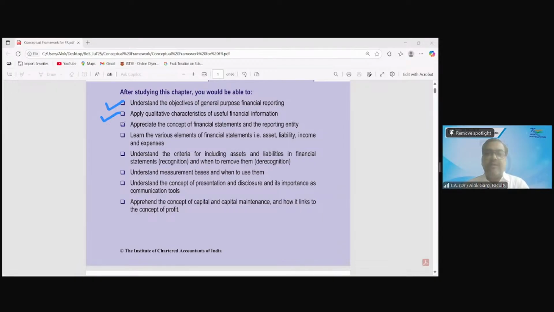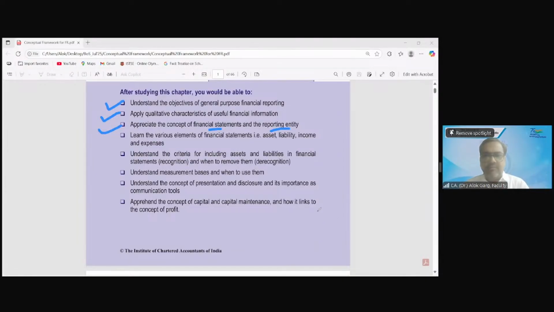Third, this framework will help you appreciate the concept of financial statements and the reporting entity. Are you aware of the concept of financial statements? What are the components of the financial statements? Yes, sir. Balance sheet, statement of profit and loss, statement of cash flows, statement of changes in equity, and notes to the accounts.